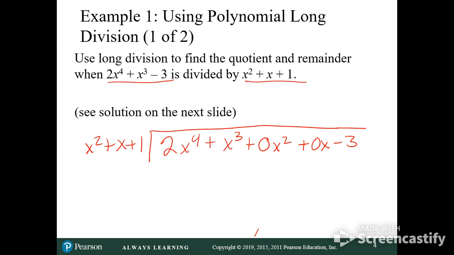So at this point, you ask yourself, what times x squared is 2x to the fourth? And it's 2x squared. So you write 2x squared above 2x to the fourth, and then you do the distributive property to what's on the outside. So it's 2x to the fourth plus 2x to the third plus 2x squared.